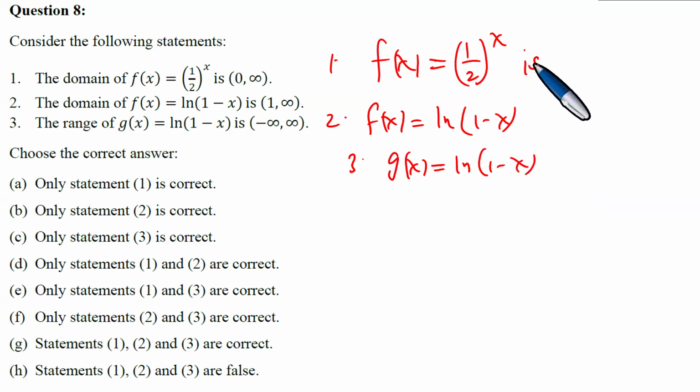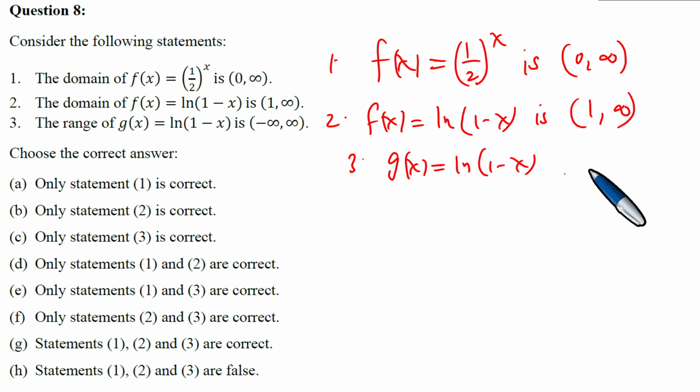Here we argue that the domain is this one. Here we argue that the domain is 1 to infinity. Here we argue that the domain is minus infinity to infinity. The question is, which one is correct?